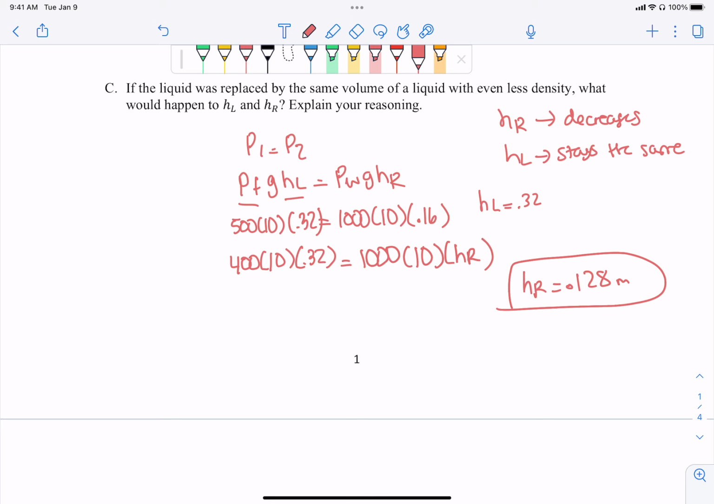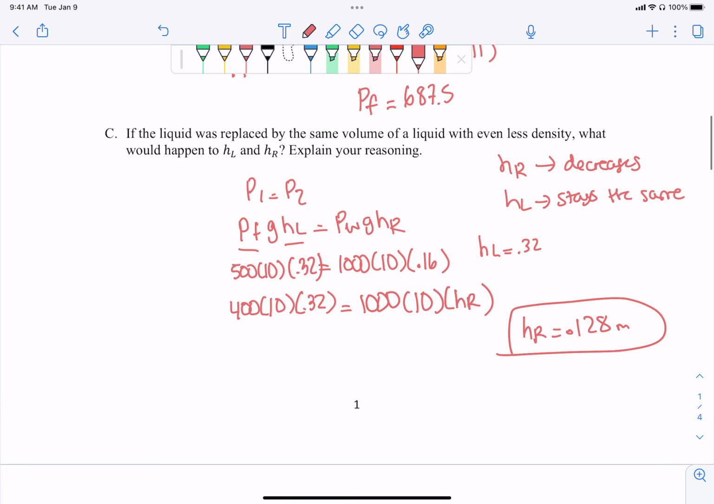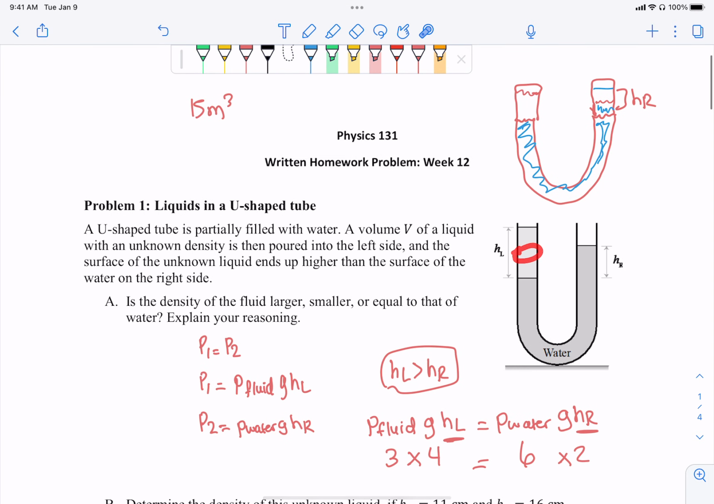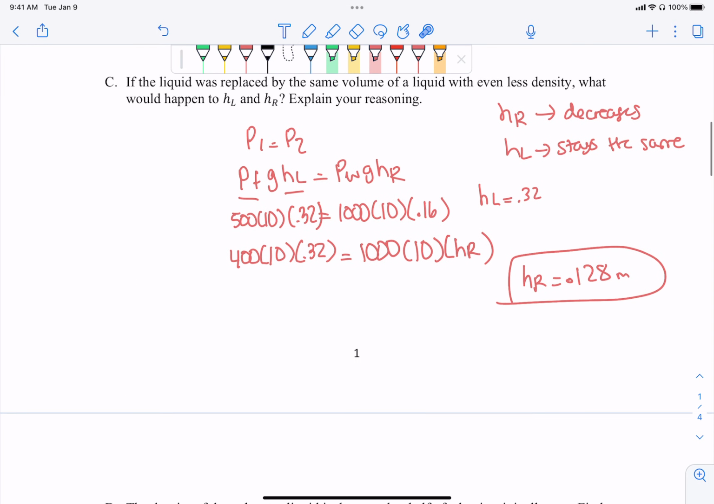So as a final explanation, I would say that since the volume of the fluid that's added is the exact same, right? I'm adding the same amount of fluid, because they said in the problem, if the liquid was replaced by the same volume of a liquid. So the same volume, and the cross sectional area of that tube hasn't changed at all. So I'm adding the same volume, so HL would stay the same as before, but since the density is smaller for that liquid on the left, HR will be smaller than before.